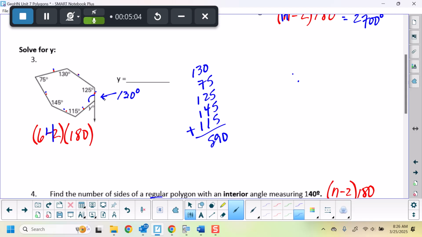You're like, no, that's not the one we're asking for. You're right. But I can't find y unless I know its supplement. Y and 130 are a linear pair. Y and 130 are supplementary. When I figure out 130, that allows me to subtract that 130 from 180 and recognize that y has a measure of 50.